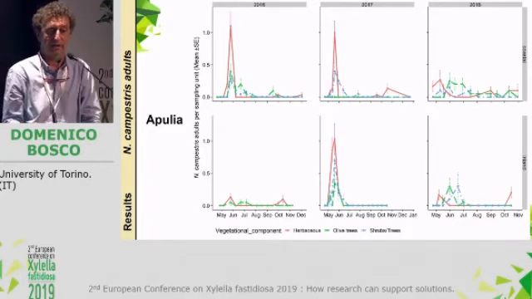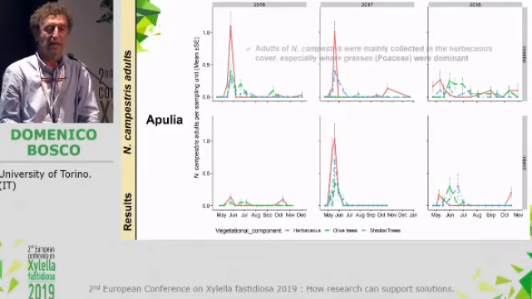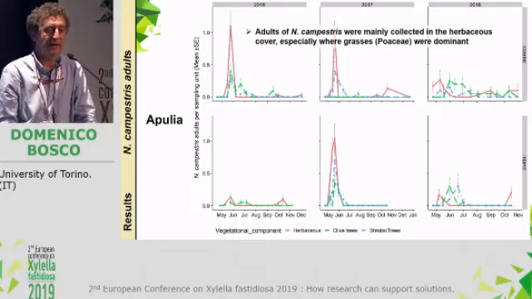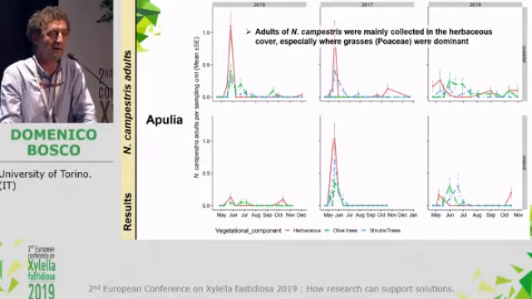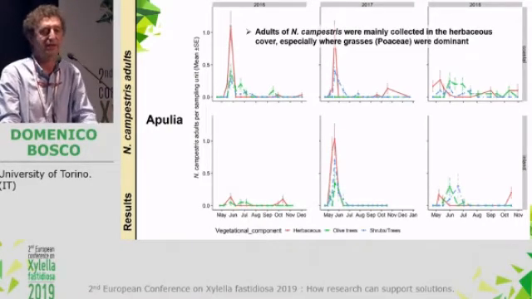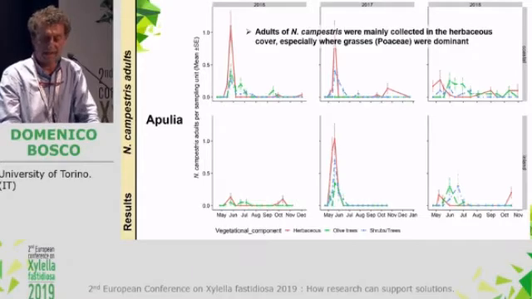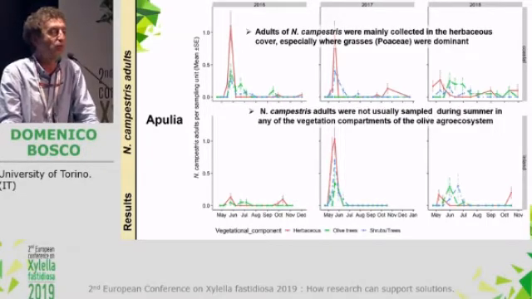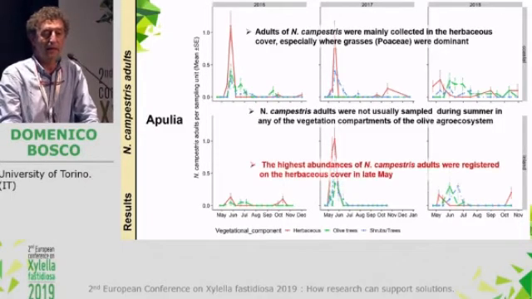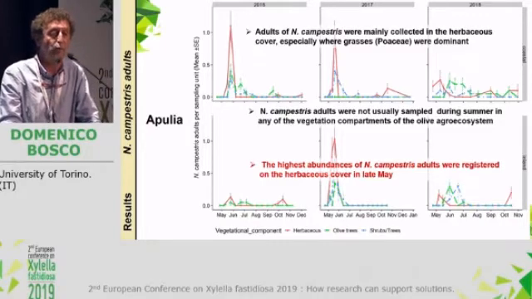in the 3 vegetational compartments. And we can see that these adults were mainly collected on the herbaceous cover, still associated, like nymphs, to grasses, Poaceae. The adults of this species were virtually absent in the olive agroecosystem in all the vegetation compartments in the summer months. And here we are talking about the Apulia situation.